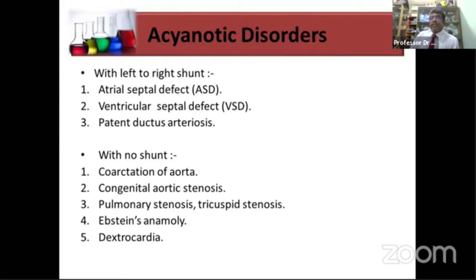We have already discussed PDA in the last lecture. That was an acyanotic congenital heart disease. And today we will discuss atrial septal defect. This is also a cause of acyanotic congenital heart disease.